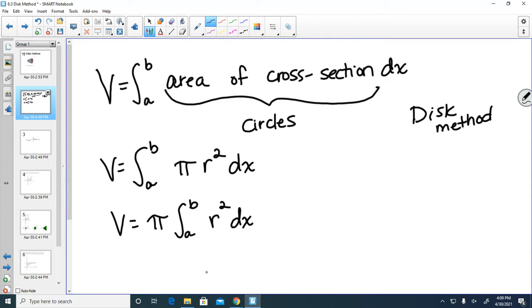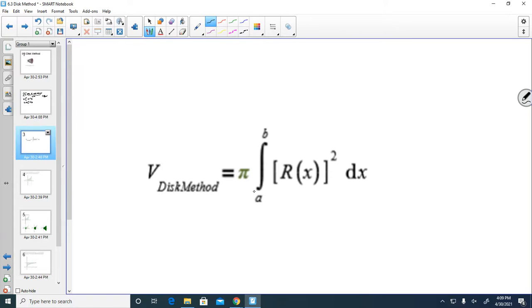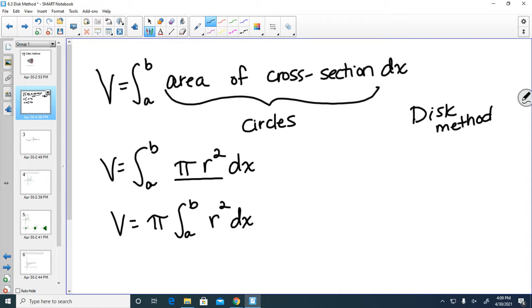And so if you look up how to do the disk method in a textbook, or look it up online, you will see that they do this formula. Volume is the integral from A to B of r of x squared. So r of x means the radius in terms of x, and then they'll have the pi out front. You are more than welcome to leave the pi in here or move it as a constant in the front of the integral. Both are correct. Both will get you to the right answer.